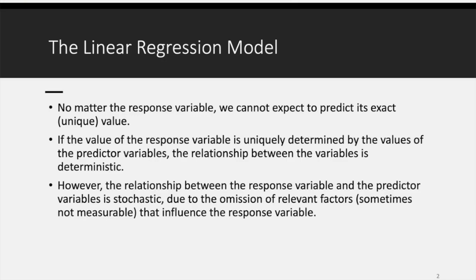Why? Because of the omission of relevant factors. These factors are most of the time not measurable. So the omission of relevant factors that influence the response variable. For example, if you try to predict an individual's salary, the individual's natural ability is often omitted because it's extremely hard or difficult to quantify. You cannot quantify natural ability, right? So that's why we say it's stochastic, it's not deterministic.